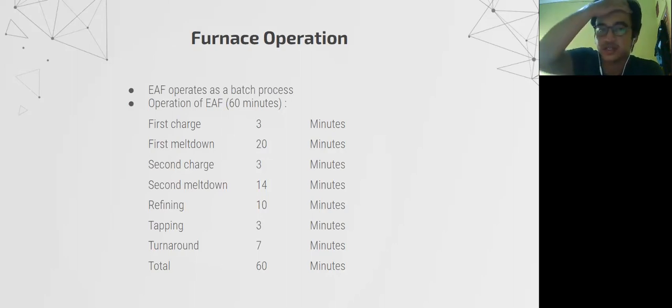This is the furnace operation. The electric arc furnace operates as a batch process. In the operation of the electric arc furnace, the first charge is 3 minutes, and the first meltdown is 20 minutes. Second charge is 3 minutes. The next is second meltdown, 14 minutes, and then refining 10 minutes, tapping 3 minutes, turnaround 7 minutes, and the total is 60 minutes. Next.